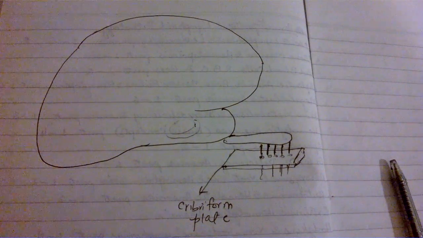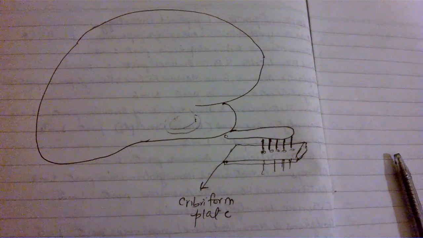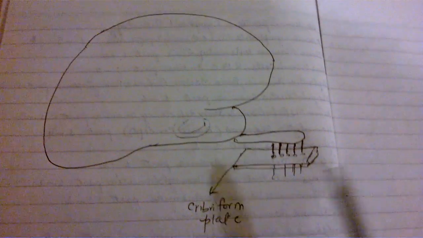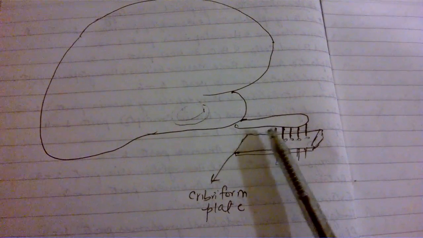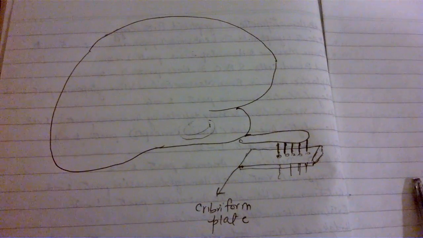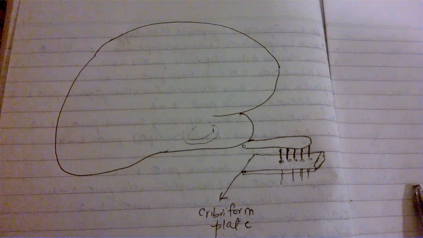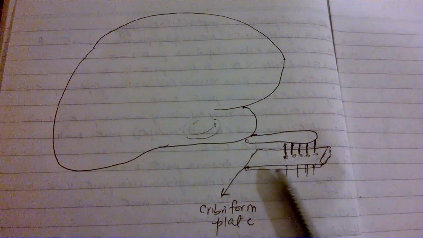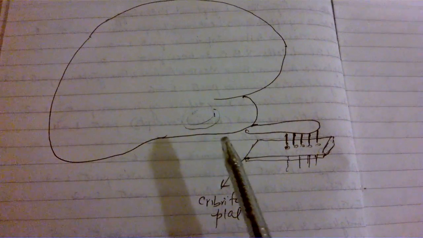Let's say a person suffers a facial trauma or an accident, and he ends up fracturing this cribriform plate. What can happen? He can develop something called anosmia, which is the loss of smell, or dysosmia, an altered sense of smell.